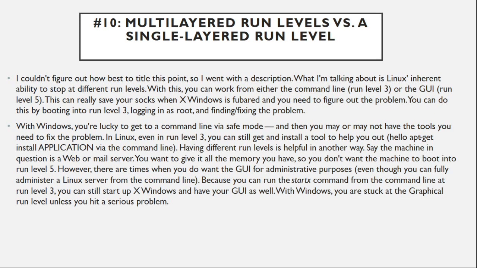Number 10. Multilayered run levels versus a single layered run level. I couldn't figure out how best to title this point, so I went with a description. What I'm talking about is Linux's inherent ability to stop at different run levels. With this, you can work from either the command line, run level 3, or the GUI, run level 5. This can really save your socks when X Windows is foobarred and you need to figure out the problem. You can do this by booting into run level 3, logging in as root, and finding and fixing the problem.